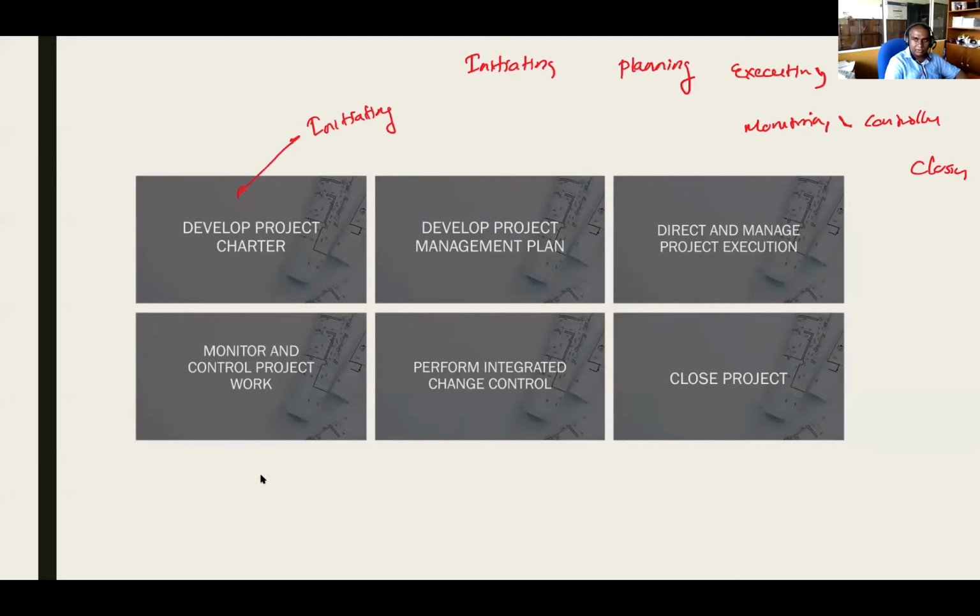Remember, if you didn't follow the last lecture, you might not understand this. So you have to follow the lectures. This belongs to the planning process group. This belongs to the executing process group. These 2 belong to the monitoring and controlling process group. This belongs to the closing process group.